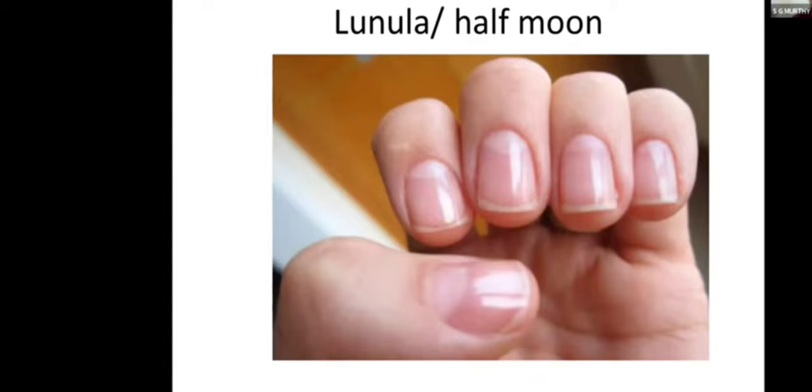This I'm telling because we should know what the normal is. If we don't know what the normal is, how we can differentiate between normal and abnormal. So to know the normal, we should know the normal things first. So this is lunula. There are conditions where the lunula is affected, but for time being, you should understand that lunula is the half moon shaped white portion at the base of the nail, or you can say the proximal end of the nail, and it is more seen in the thumb and very small in the little finger.